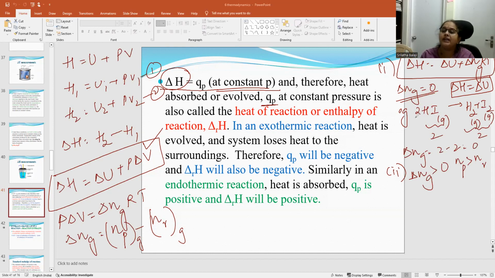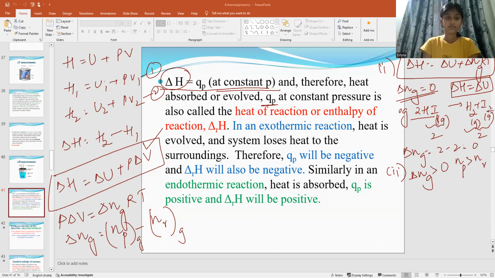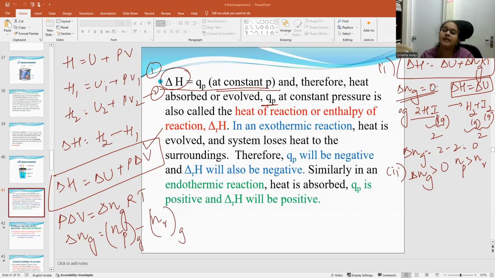See what is happening in the example I've given, 2HI giving H2 plus I2. All these are in gaseous states. How many gaseous reactants are there? 2. How many gaseous products are there? 2. Can you see in this HI? Yes, ma'am. Now, what will be delta Ng in this case?